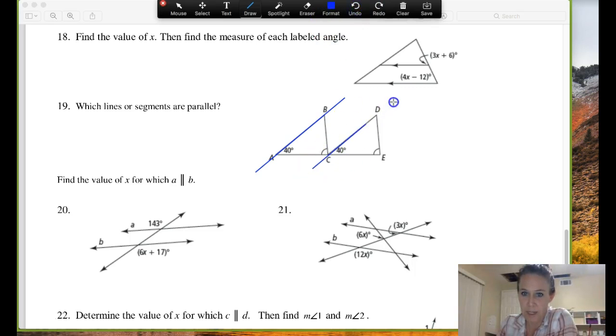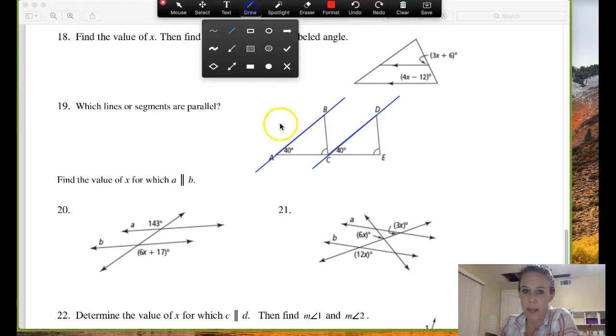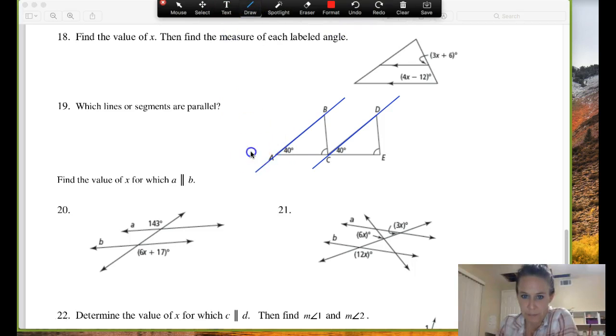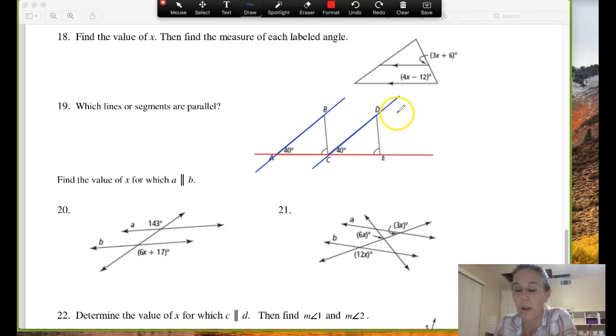I'm looking at CD and AB first. So these two lines, are they parallel? Well, there's the two lines, and then here's my transversal. What do I have marked here that could help me? They're not marked parallel, but I want to show that they're parallel.